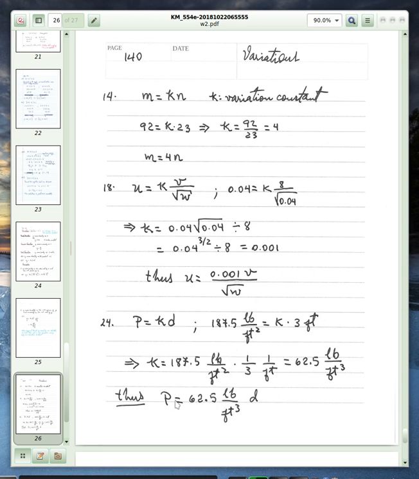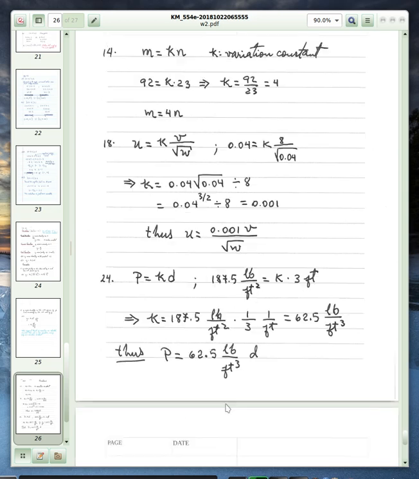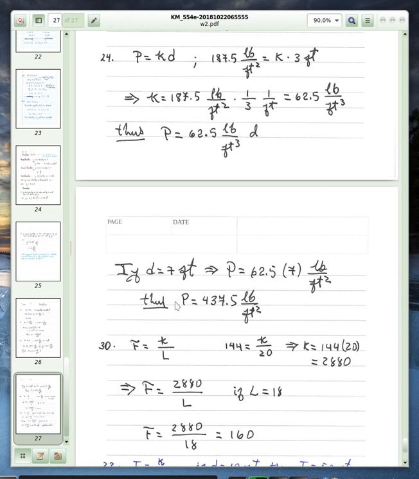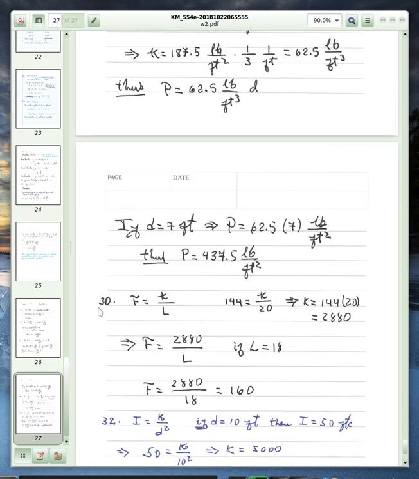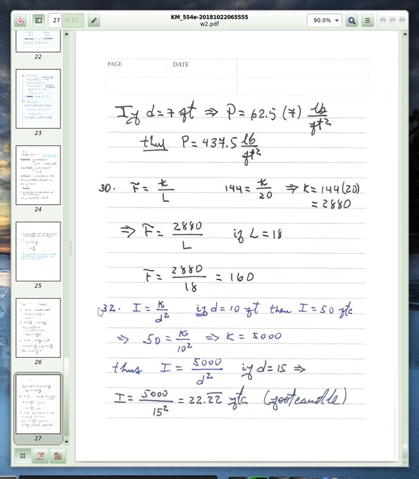Now in 24, this is not the end, it continues, because first you get the formula and then use the formula to find the pressure at 7 feet. So you have to plug 7 here. And the same for 30 and 32.